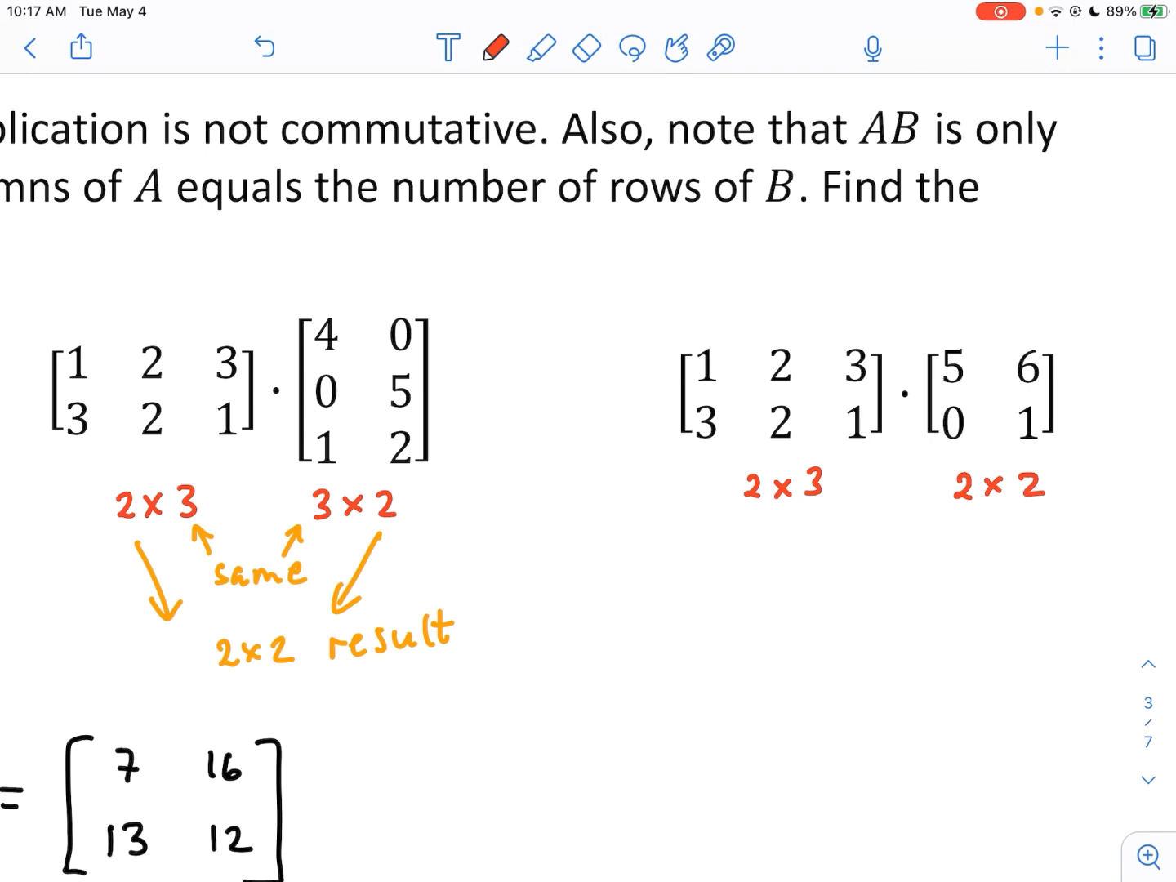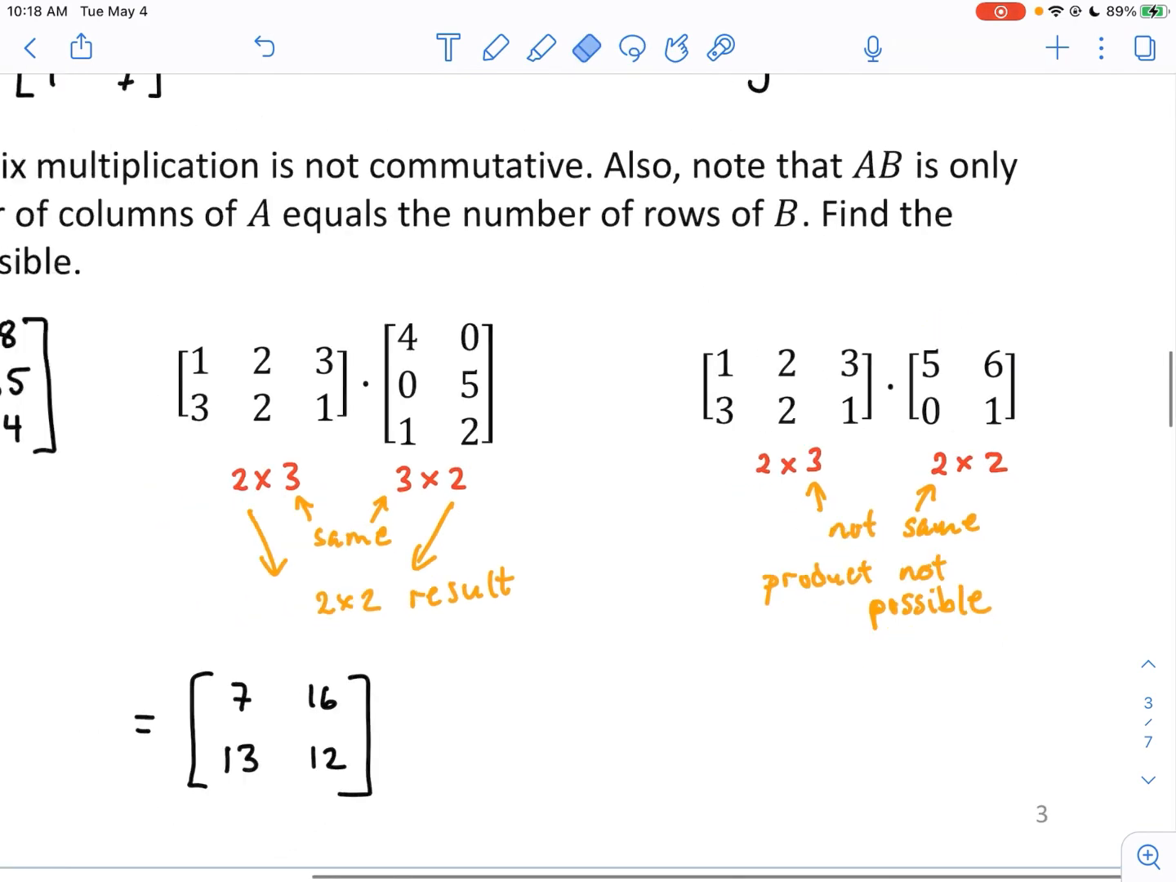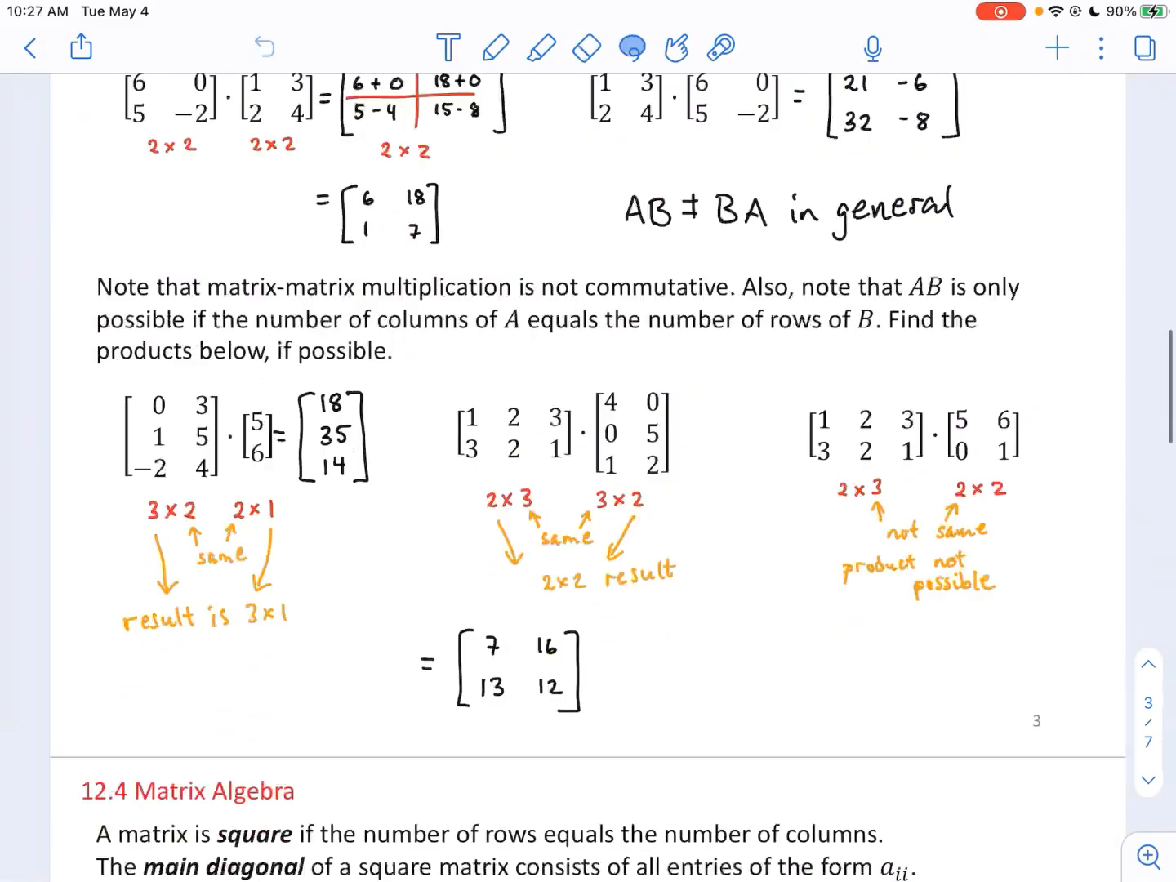And so this one, the two inner numbers are not the same. So this product is not possible. And you can see why that's the case. If you took the 5, 0, we would need 3 numbers right here to match the 3 columns here. So we would need 3 rows over here, but that's not the case. So we just say that this matrix multiplication is not possible.